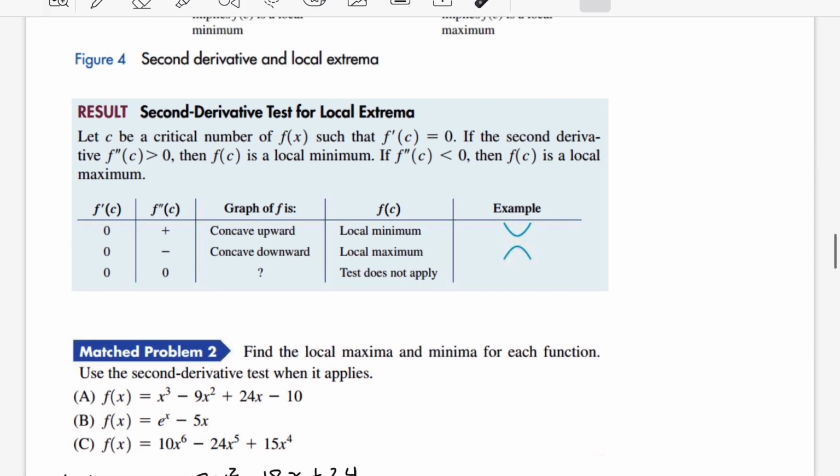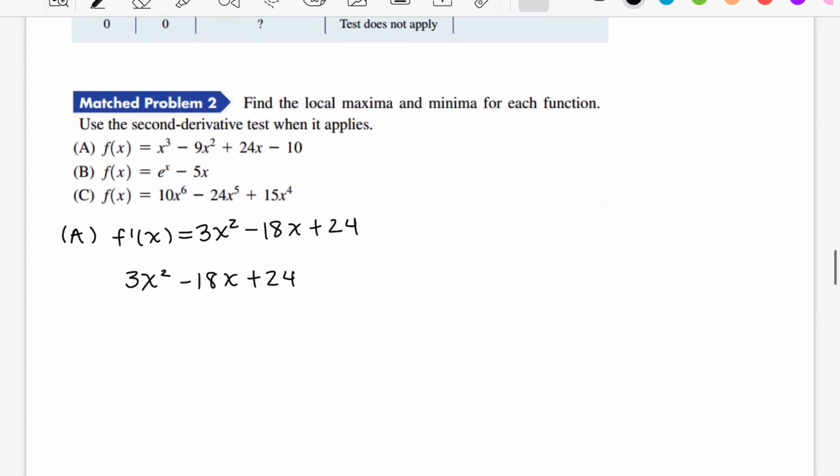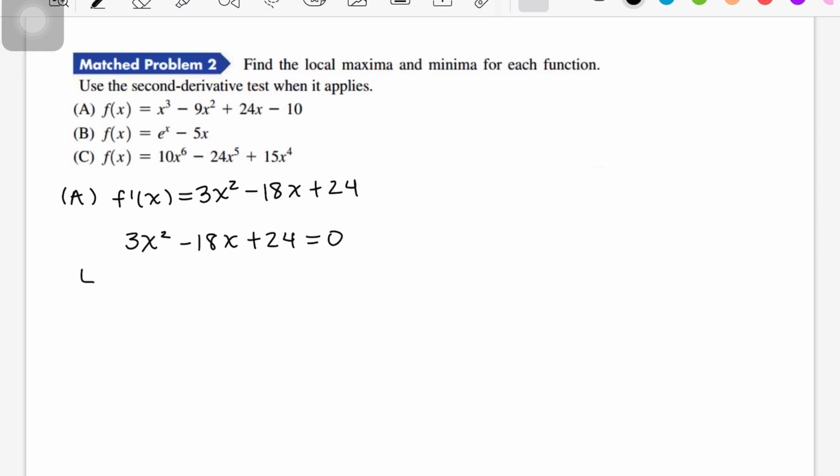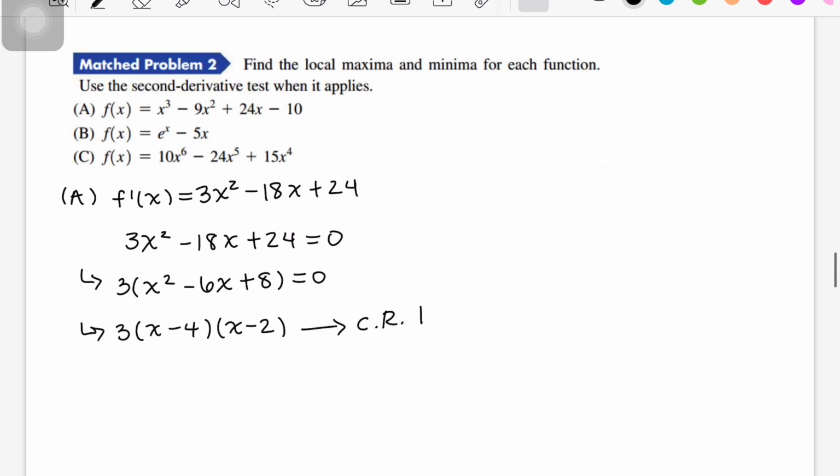Also something to note here is that in the second derivative test, the critical number that we're looking at is going to be the one that makes our derivative equal to 0 anyway. Okay? So that's the only one we really need to worry about here. So we want to figure out when this is going to be equal to 0. First we'll pull a 3 out, and then we can factor. This tells us that our critical numbers are x equals 2 and x equals 4.